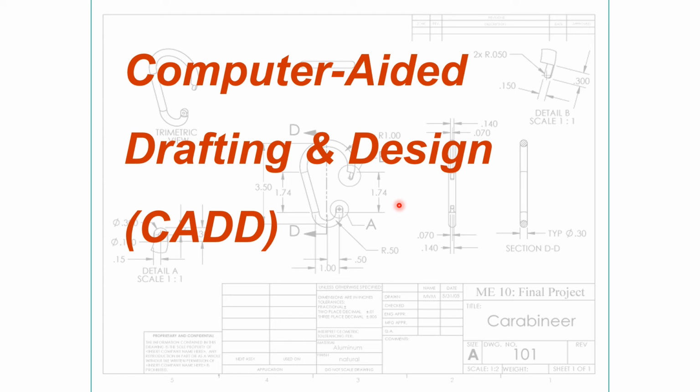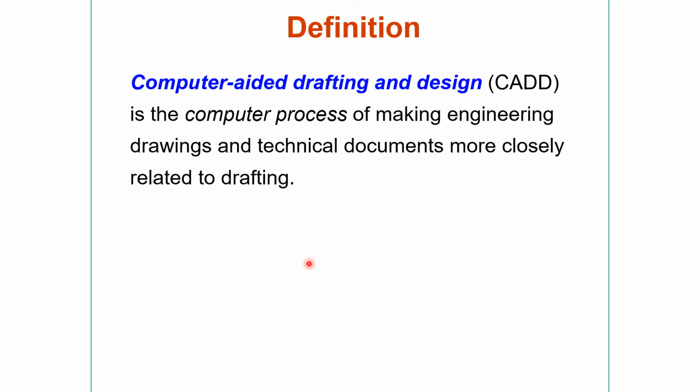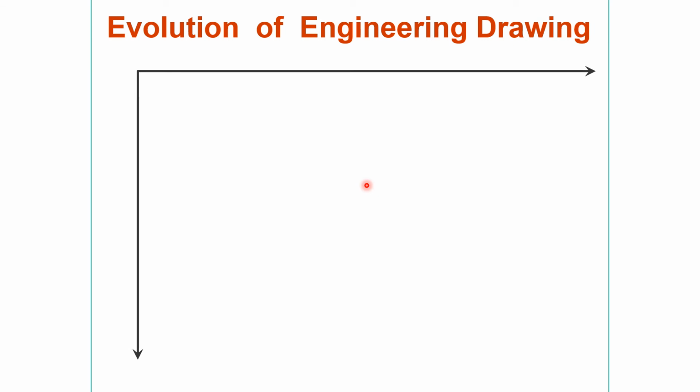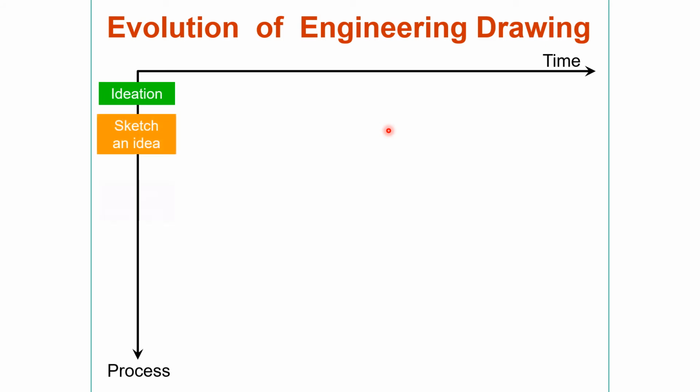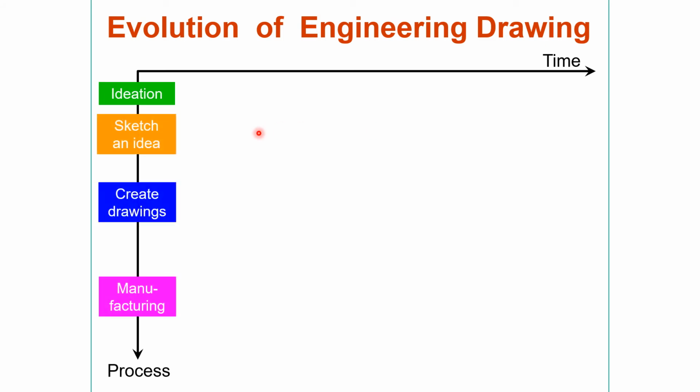Now the second part of our today's lecture is computer aided drafting and design, that is CAD. CAD, computer aided drafting and design, is the computer process of making engineering drawings and technical documents more closely related to drafting and with more precision. Evaluation of engineering drawing, process and time. Ideation, sketch an idea, create drawings, manufacturing.